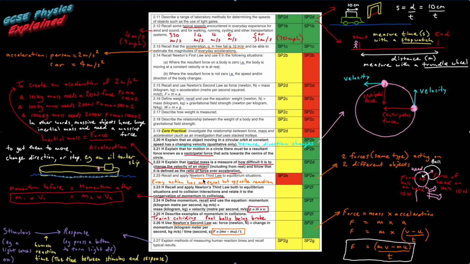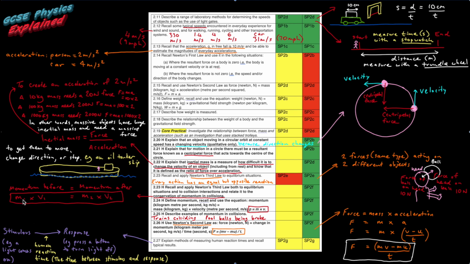You should be able to recall and apply Newton's third law both to equilibrium situations and to collision interactions, and relate it to the conservation of momentum in collisions. So if I quickly tie that in with the next thing you need to know here, which is to define momentum and be able to calculate it. So momentum is mass times by velocity. All that the conservation of momentum means is that the momentum before the collision equals the momentum after a collision.